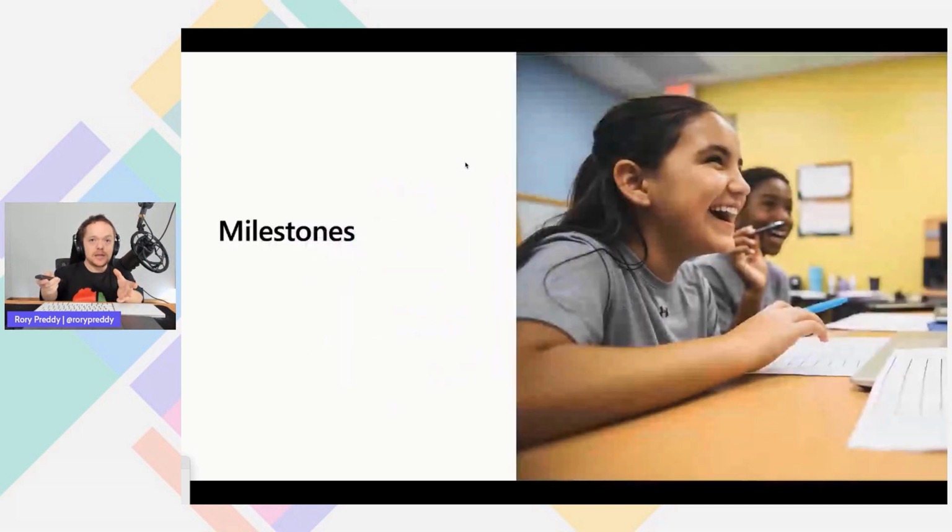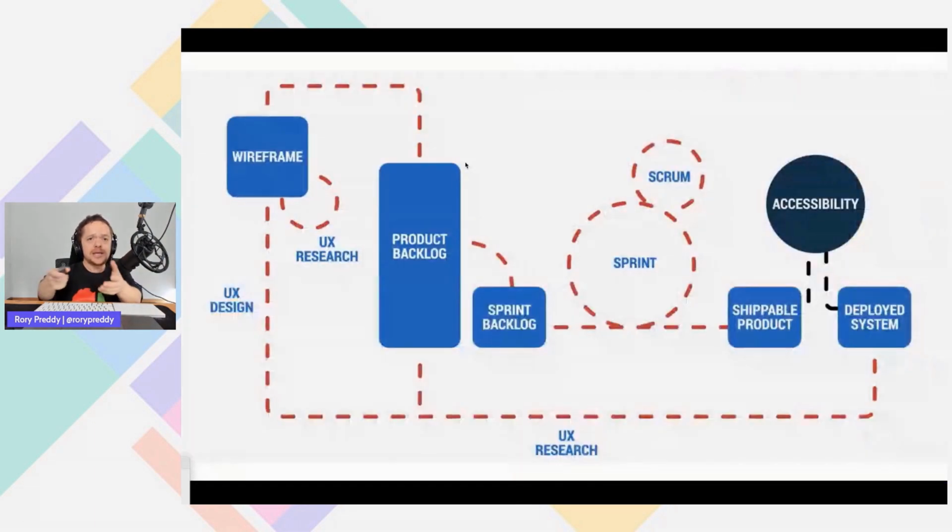So now that we've defined the journeys, let's look at milestones and how to incorporate this into a DevOps and an agile project. So normally here you have your wireframe, which is your design of your interface. You've got your product backlog, which is your tasks and your actual work. Then you've got your sprint backlog, and this is using agile sprint. And then you've got your rinse and repeat with Scrum and Sprint. Then you've got your shippable product. And then we bolt on accessibility right at the end. And we've really kind of seen how difficult that is to do.